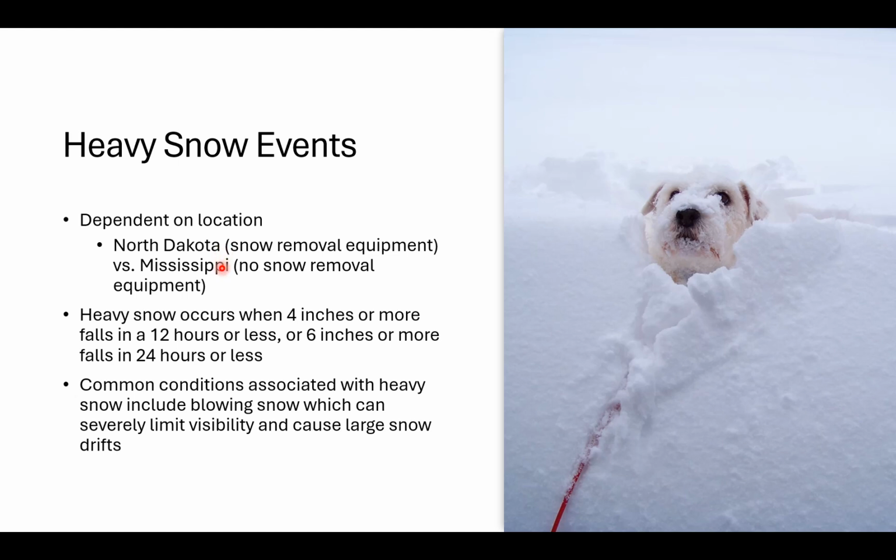Different areas have different criteria, and the National Weather Service offices will issue these winter storm watches and warnings, heavy snow warnings, based on that geography. The official definition of heavy snow is when you get 4 inches or more that falls in a 12-hour period or less, or 6 inches or more of snow that falls in 24 hours or less. Common condition associated with heavy snow.